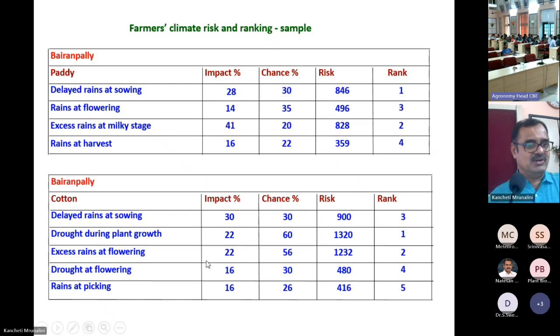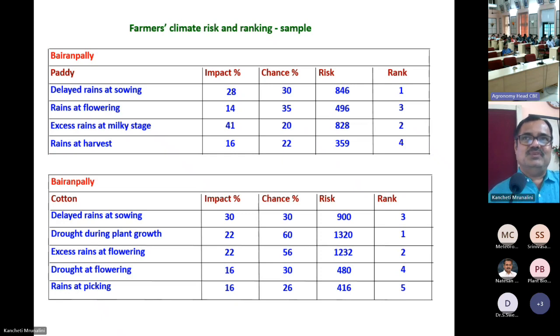Similarly for cotton also we have done. So delayed rains, these are the 5 criteria we have tested here. They have given the highest risk for the drought during the plant growth. Plant growth means here normally for rain-fed cotton farmers, they cannot apply basal fertilizer at the time of sowing. They go for the basal fertilizer application in between 15 to 25 days.